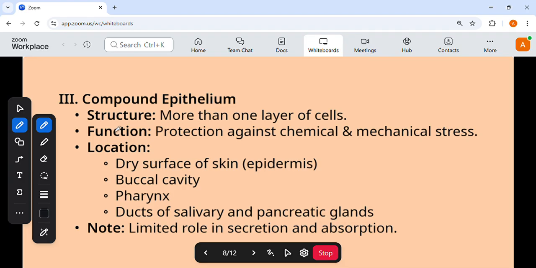Moving further with compound epithelium, we have seen compound epithelium as multiple layers of cells. Multi-layered.